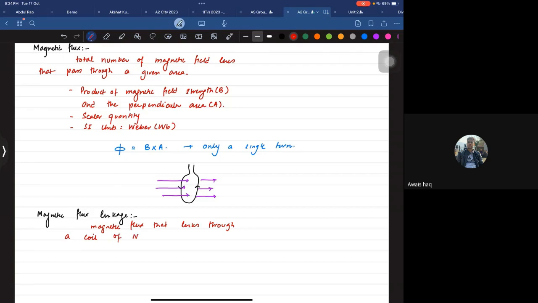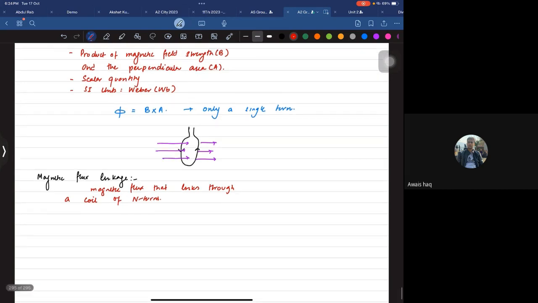So magnetic flux that links through a coil of N turns, which means that now the total flux that links is going to be BA times N. We can also write it as flux times N if you like to do that. This N, by the way, is the number of turns.